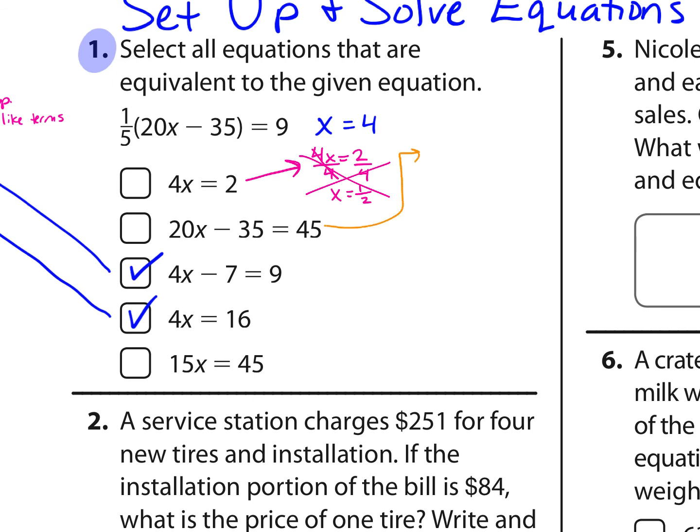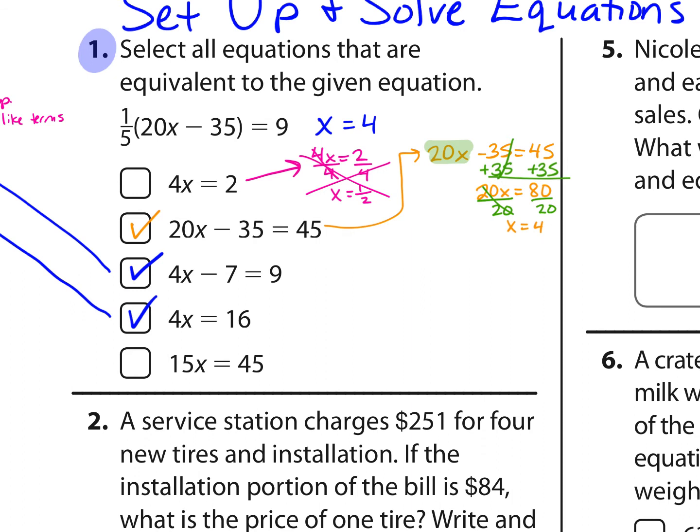This next equation, 20x minus 35 equal 45. We want to get this term 20x by itself. So we'll add 35 to both sides of the equal sign. And we get 20x is equal to 80. And so then I'm going to divide both sides by 20. And we get x equal 4. So this one does also match because we got x equal 4 once again.